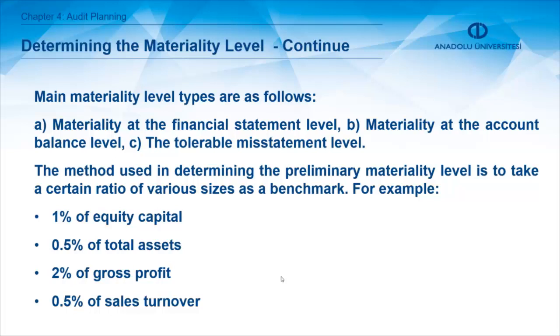The method used in determining the preliminary materiality level is to take a certain ratio of various sizes as a benchmark. For example, 1% of equity capital, or 0.5% of total assets, or 2% of gross profit, or 0.5% of sales turnover. As an auditor, if you want to determine your preliminary materiality level, you can take one or two of them as criteria, then you can determine your materiality level. These are examples that you can use in your audit work.